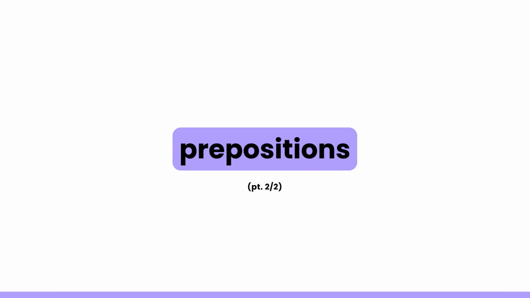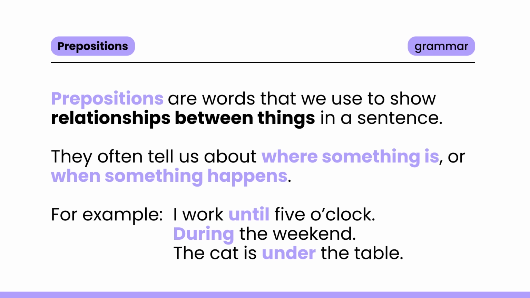In today's lesson, we will look at the second part of our prepositions in Spanish. In the previous purple grammar lesson, we already went over the first part of the prepositions in Spanish. And in today's lesson, we will look at about 10 more commonly used prepositions in Spanish. Now, just as a quick refresher, a preposition is a word that we use to show relationships between things in a sentence. And they often tell us about where something is or when something happens.